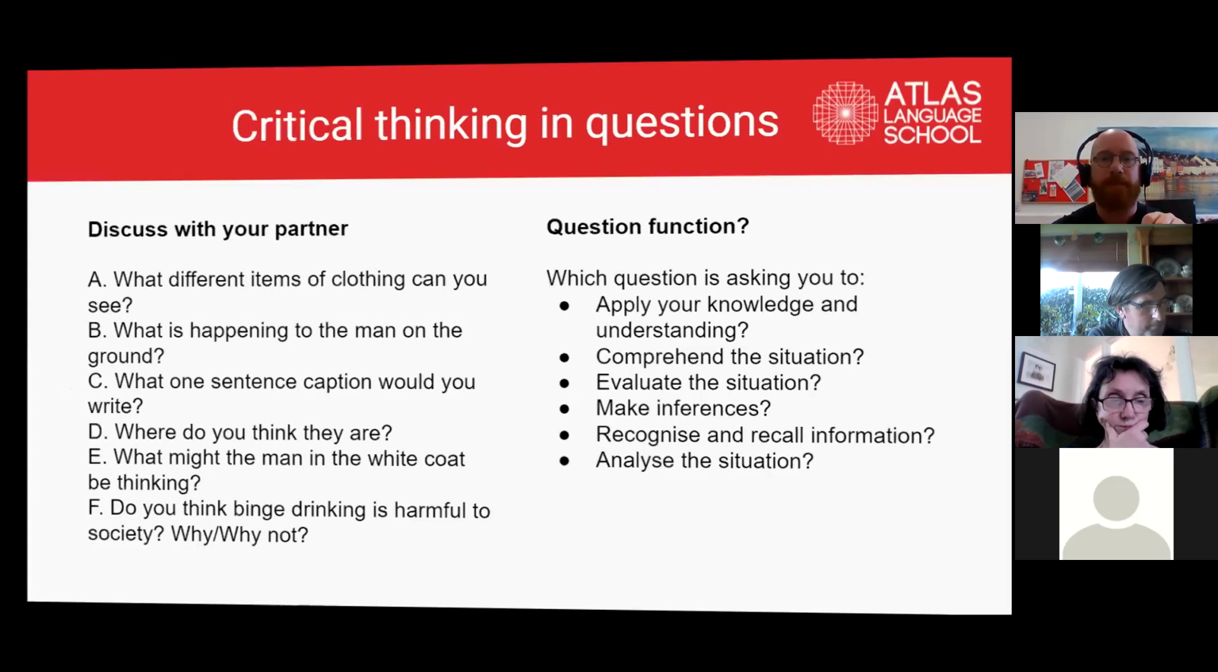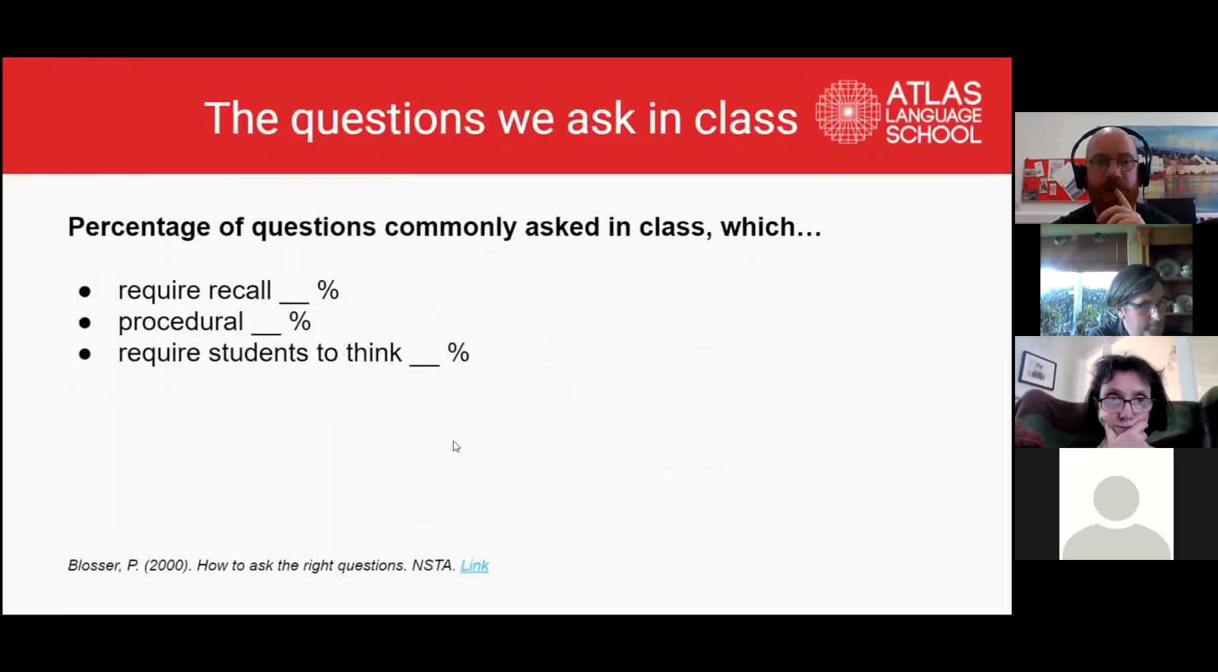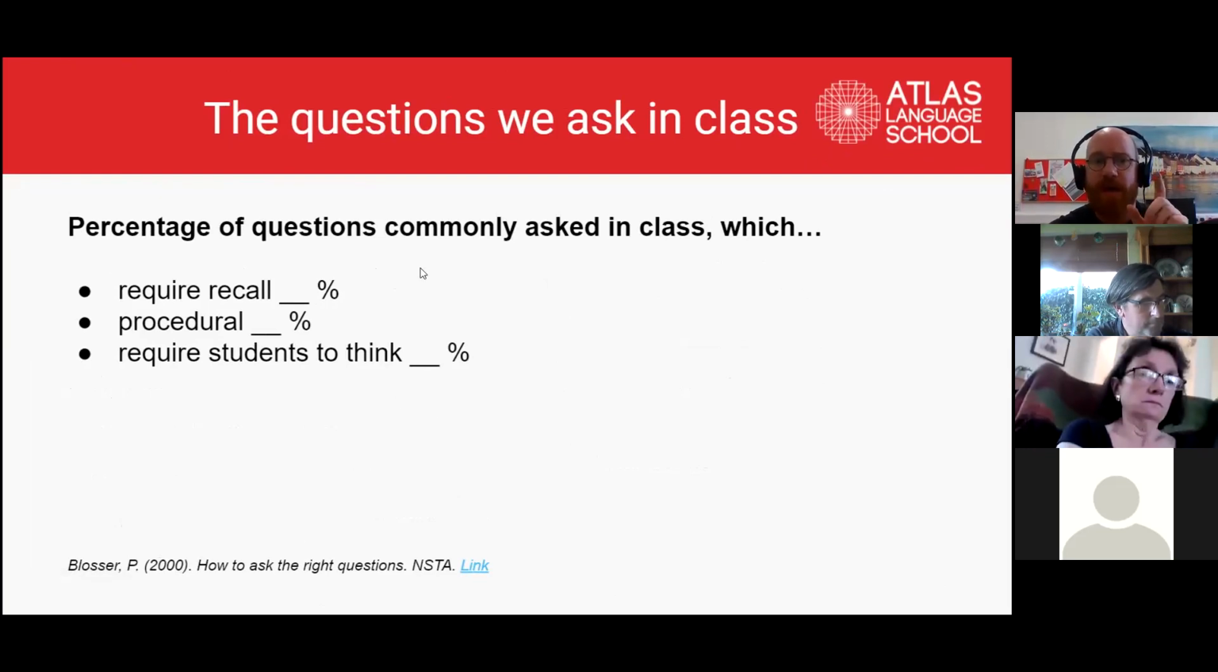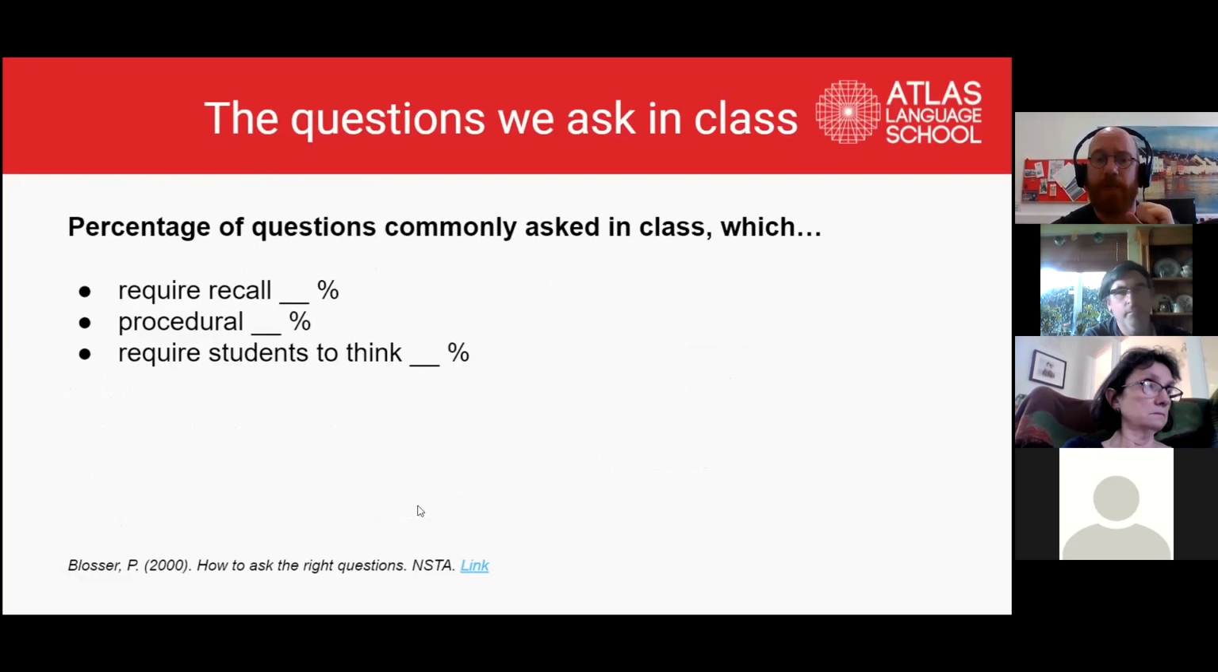So I've got some facts that were taken from research actually done in 2000, but I found it was still very relevant to this day. Thinking about the questions we use in class, what percentage of them are recall, essentially lower order thinking skill questions? What percentage do you think are procedural? And what percentage do you think we actually require students to think?